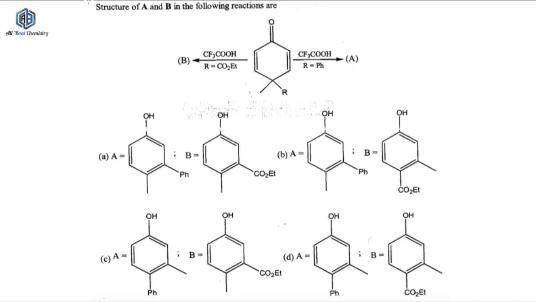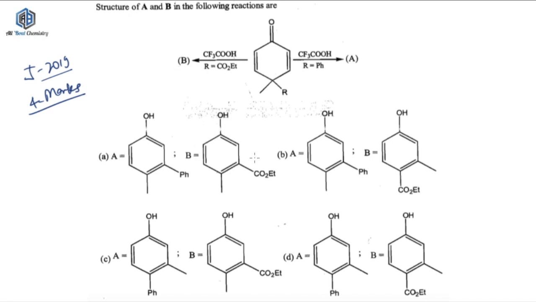We'll be talking about this question over here, which was asked for 4 marks in your CSIR June 2019 exam, from the organic chemistry portion. It says: structures A and B in the following reaction are. This is the molecule given to you, with a substituent R that they have changed. In one case you have phenyl as the substituent, and in the other you have CO2Et. You have to tell what A and B are.